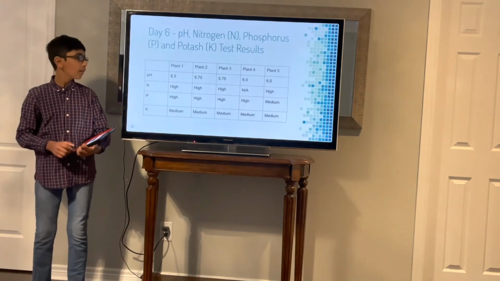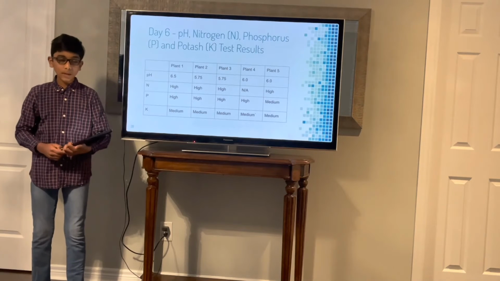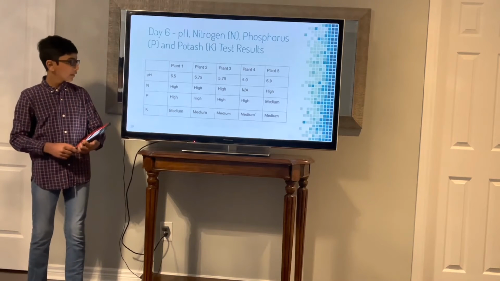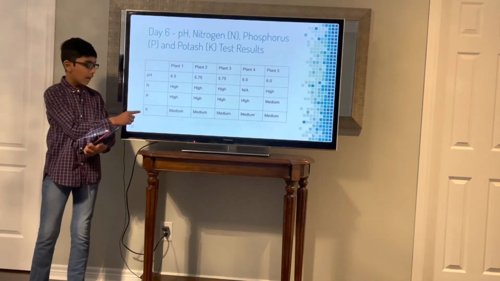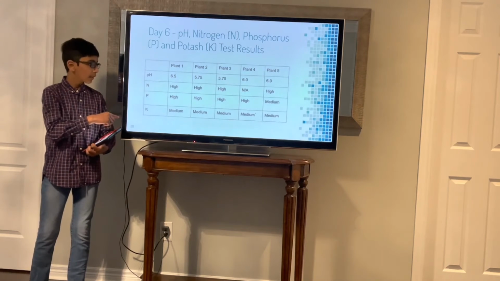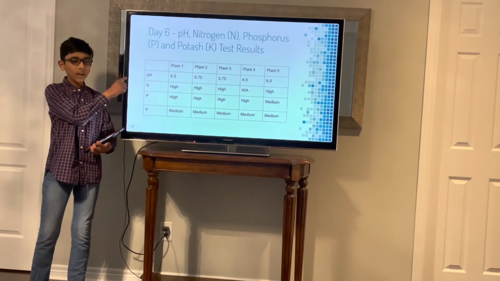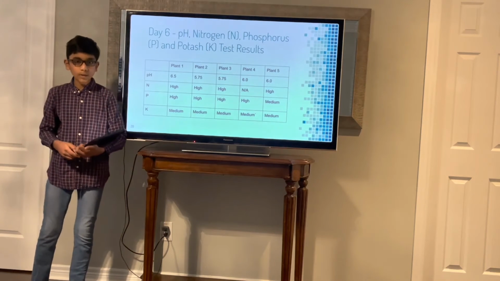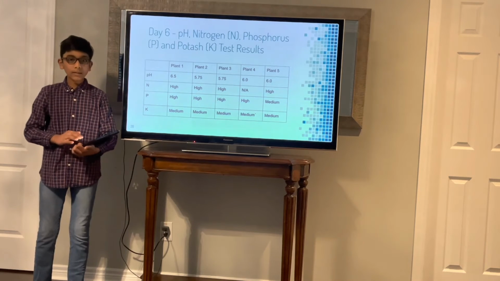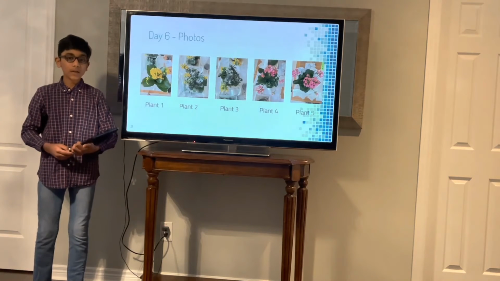Now, day 6 was spent testing the plants' soils once more. As you can see, the nitrogen and phosphorus levels stayed generally the same, but the potash levels went down a bit. The pH levels increased and decreased for some plants, but overall it stayed close to where it was before. These are the photos I took on day 6.